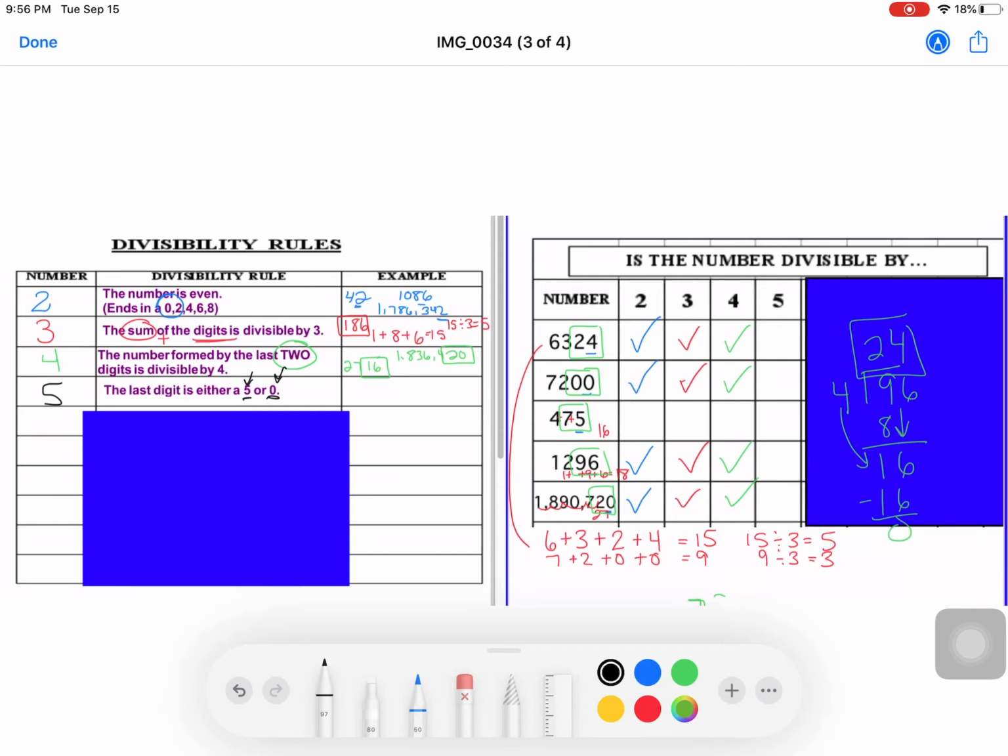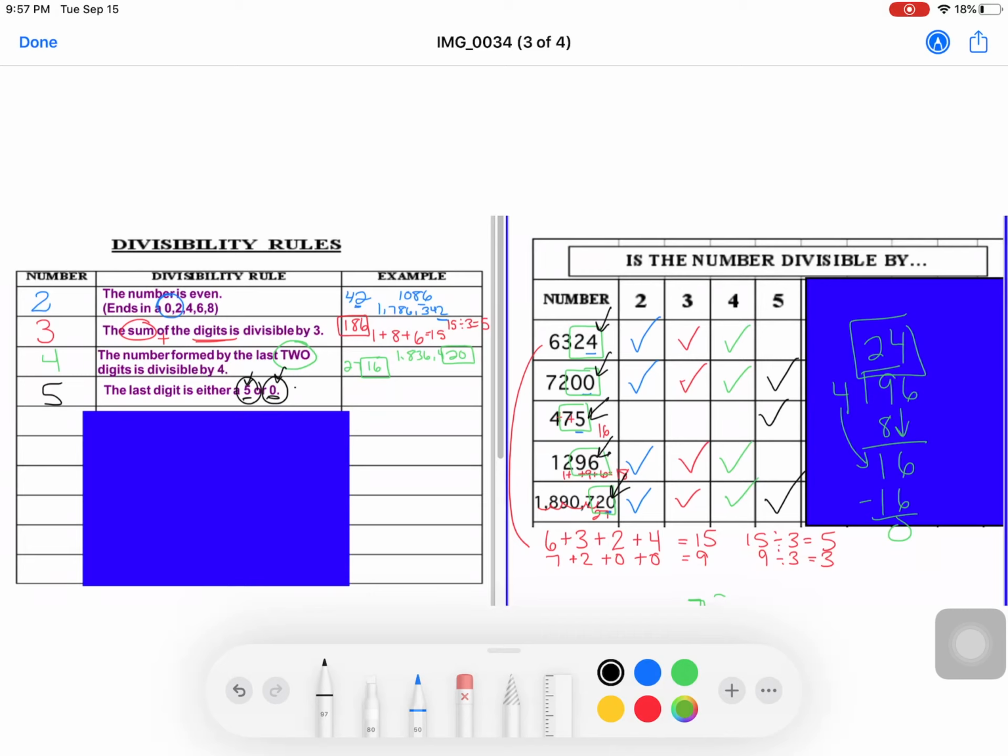6,324 has a 4, so it's not divisible by 5. 7,200 has a 0 that we're looking for, so it is divisible by 5. 475 has a 5 like we're looking for, so it's divisible by 5. This one has a 6, so it's not divisible by 5. And the last one has a 0, which is one of our options over here, so we know that it is also divisible by 5.